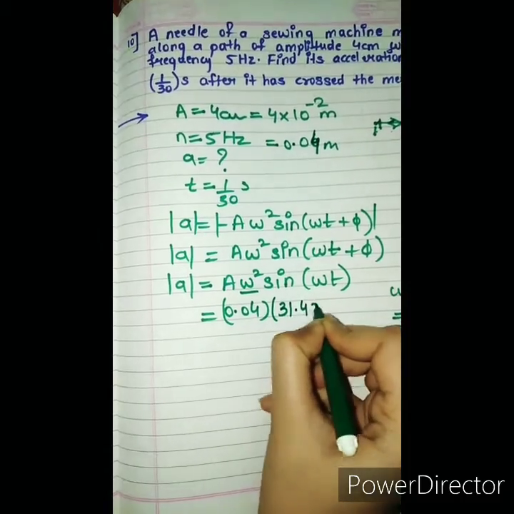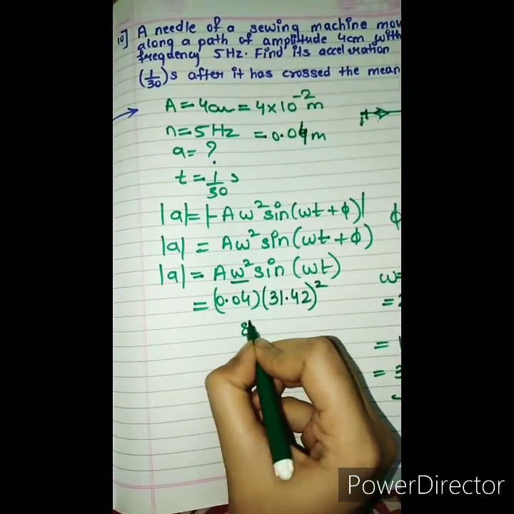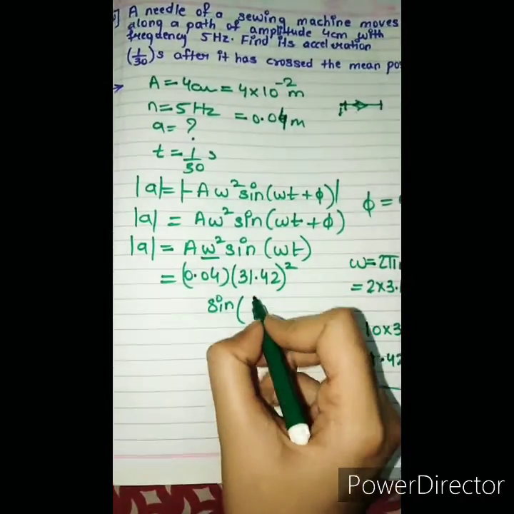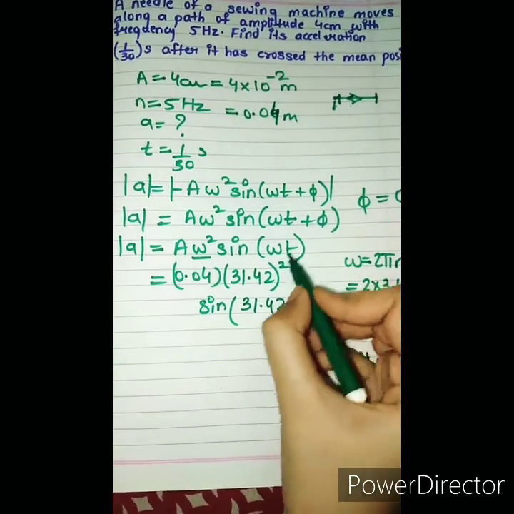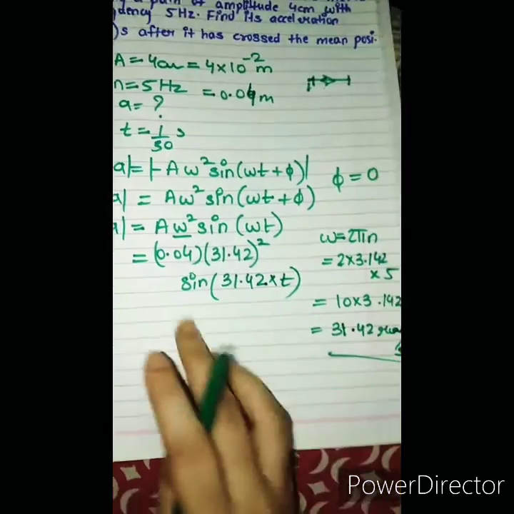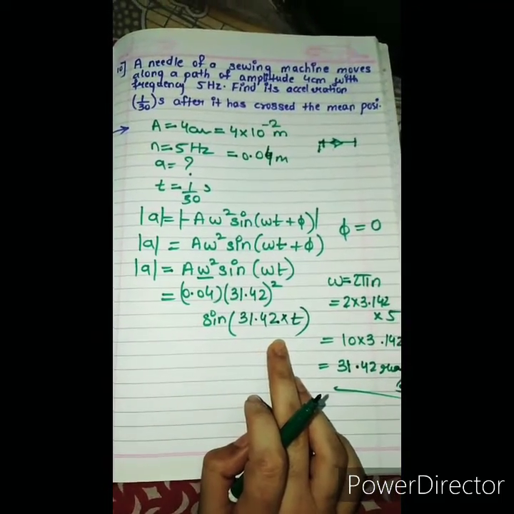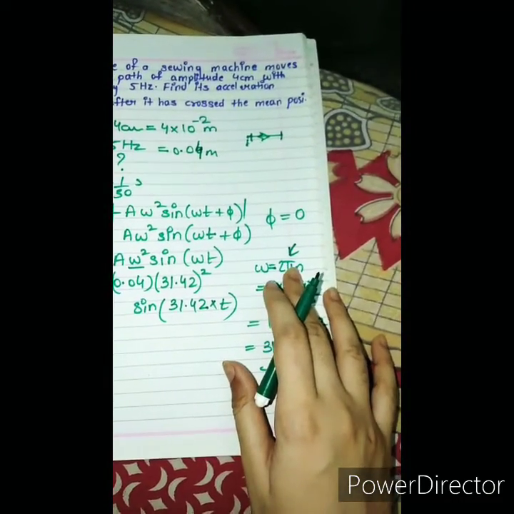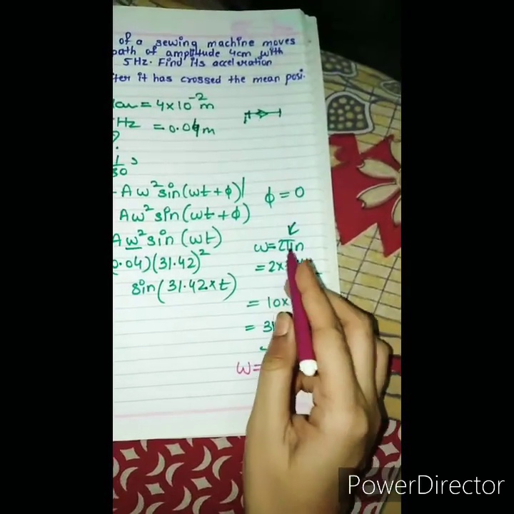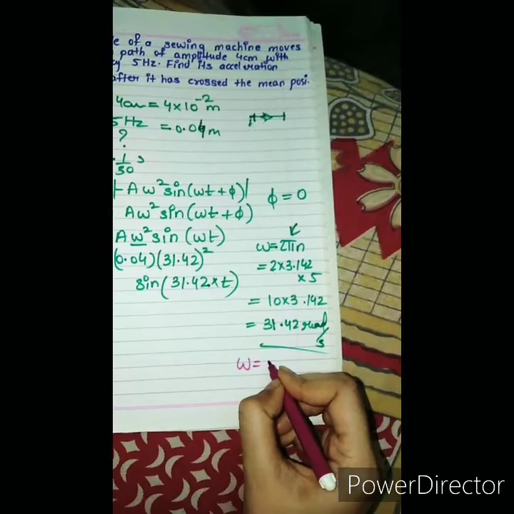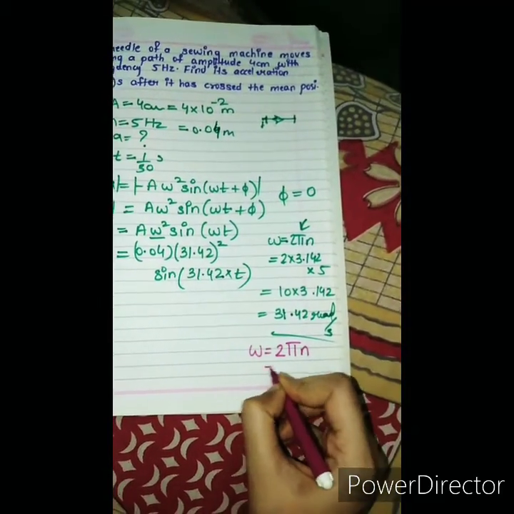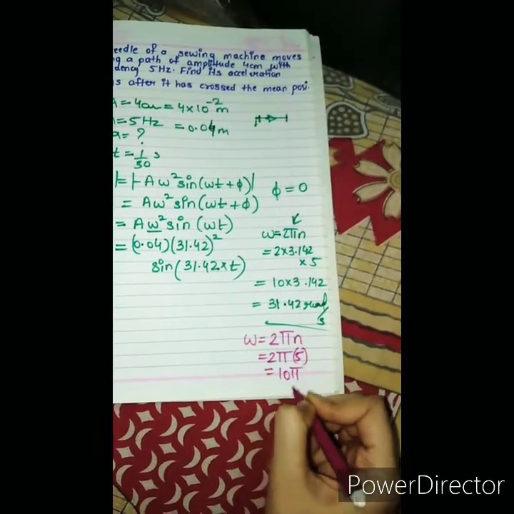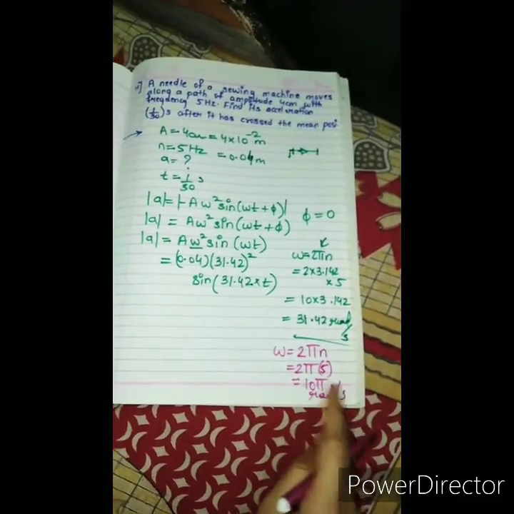Let's put that in: 31.42 the whole square, and sine omega t, that is 31.42 into t. Here we get stuck. So now what we'll do, instead of substituting the value of pi, we will keep pi as it is. So 2 pi n, and what is n? It is 5. So 2 fives are 10, 10 pi radian per second.